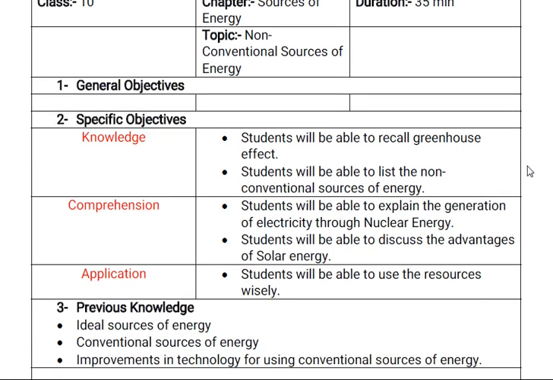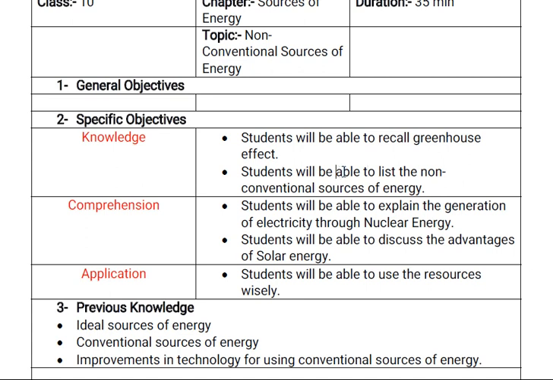Then we write general objectives, specific objectives. Specific objectives are based on Bloom's taxonomy, which is knowledge, comprehension, and application. We have 2 more objectives, but I have taken here only 3: knowledge, comprehension, and application. Students will be able to recall greenhouse effect. These are some of the action words which we keep in mind while making the objectives.